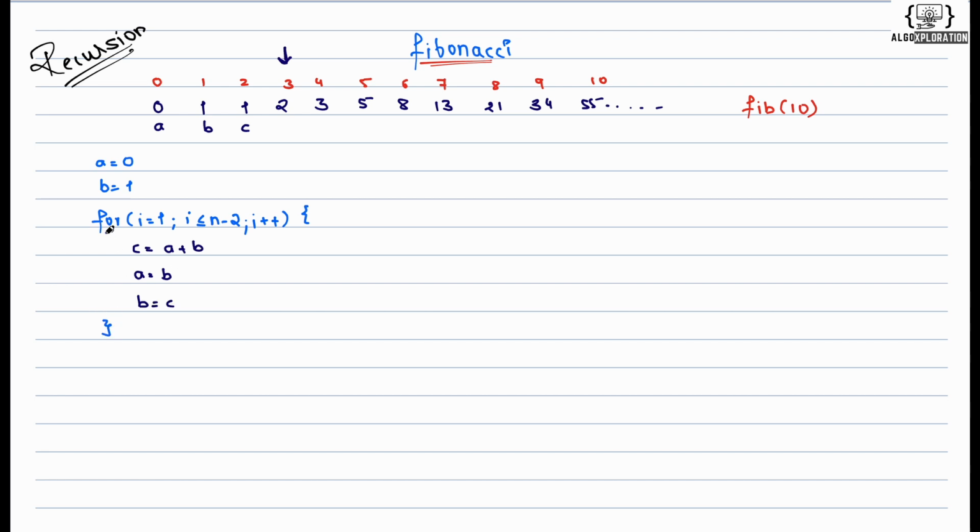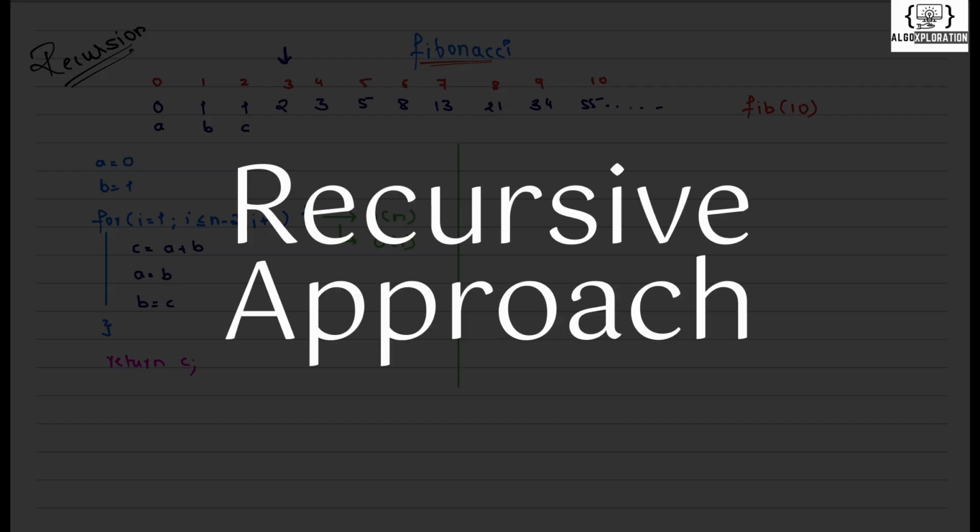So this is the iterative version of this Fibonacci, and at last return c. If you talk about the time complexity, it will be simply order of n, and the space complexity will be constant only because we didn't take any extra space. Now let's see how we can find the solution using the recursive method.